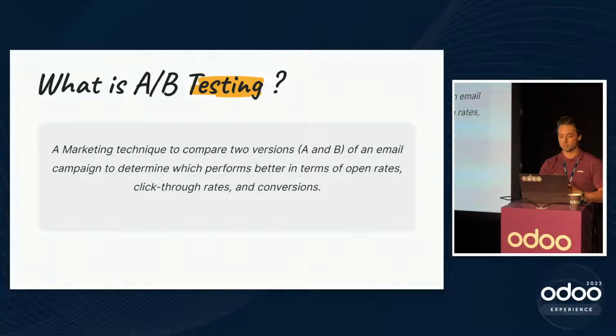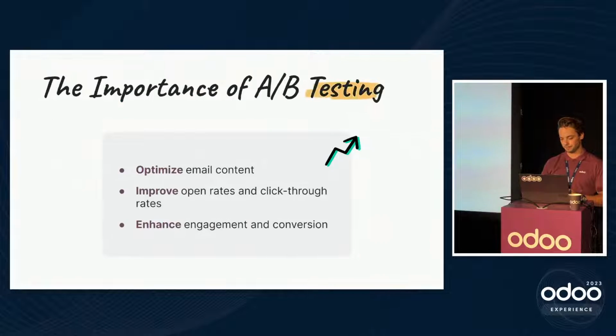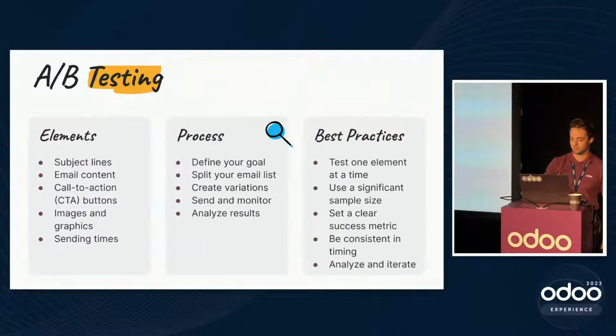So you have different KPIs, you split the audience that you will target, you split the two mails, and the idea is to analyze and iterate depending on the result of the campaigns. In other words, A/B testing allows you to take decisions based on concrete data rather than guessing. And this will lead you to optimize the email content that you send, to improve the open rates and click-through rates, and finally enhance engagement and conversions. And that's all we want, I think.